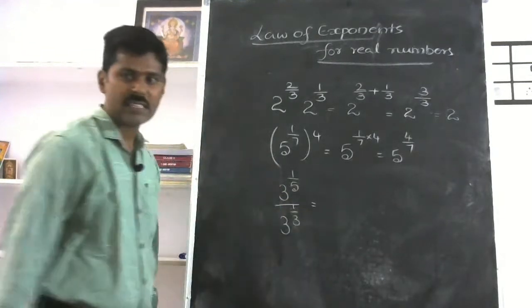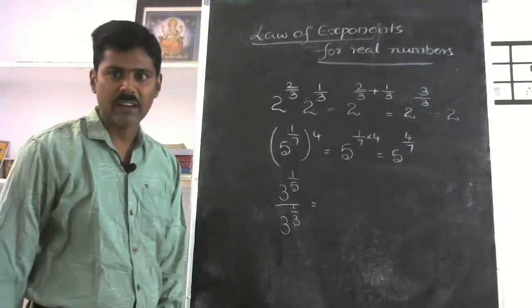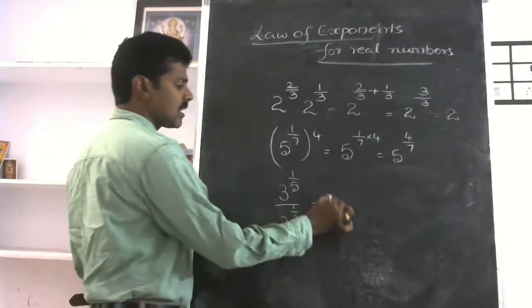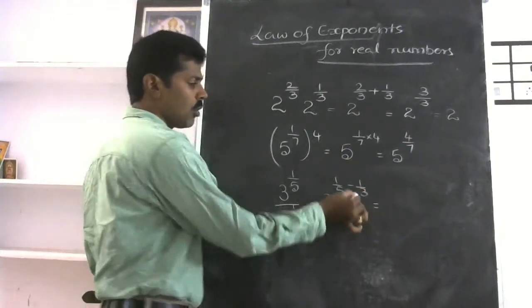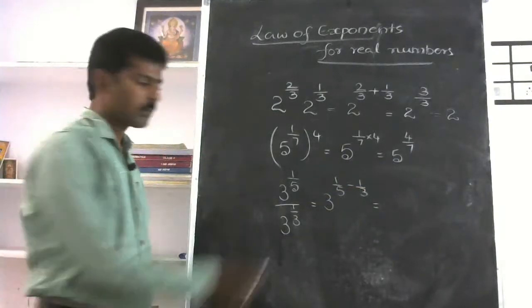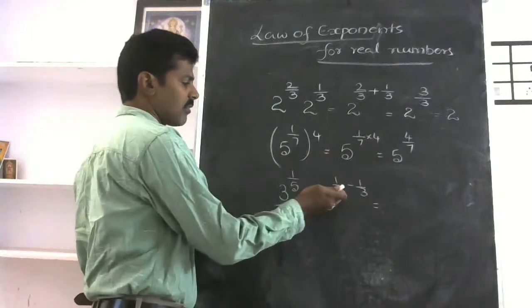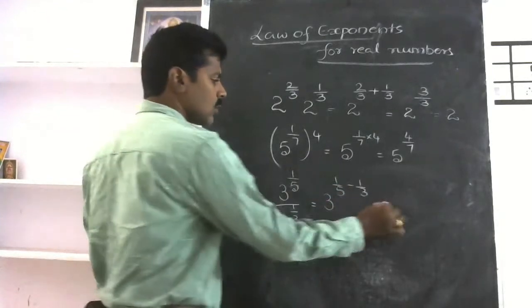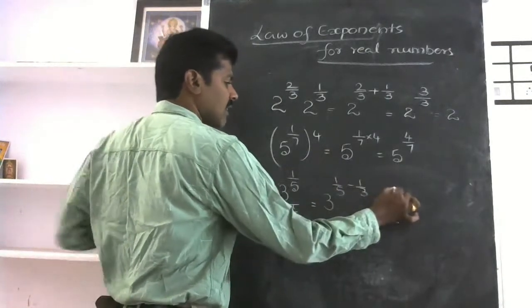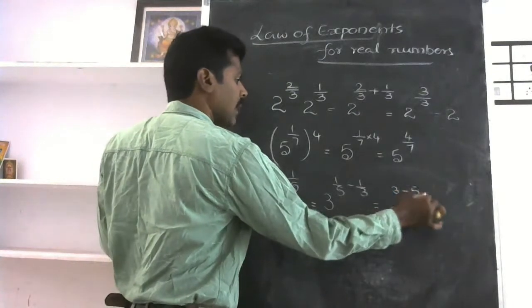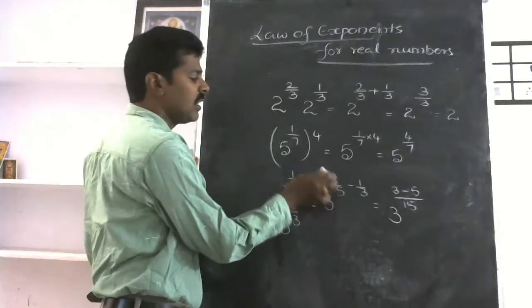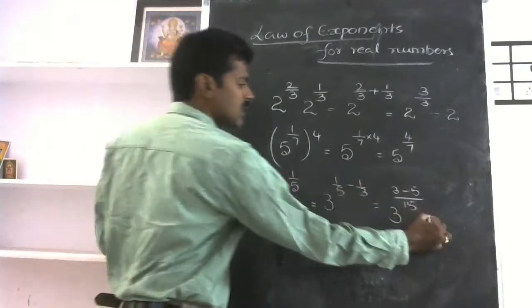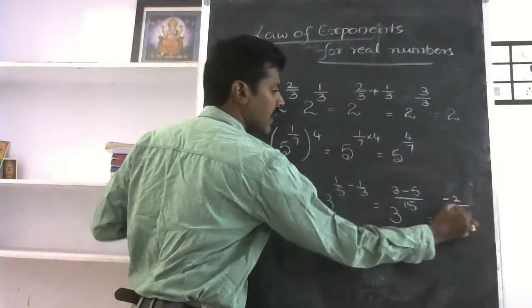Here you can apply a power m by a power n as 3 power 1 by 5 minus 1 by 3. Here you know how to convert unlike fractions to like fractions, so I will get 3 minus 5 by 15. The LCM will be 15, and 3 ones are 3 minus 5 ones. So I'll get 3 power minus 2 by 15.